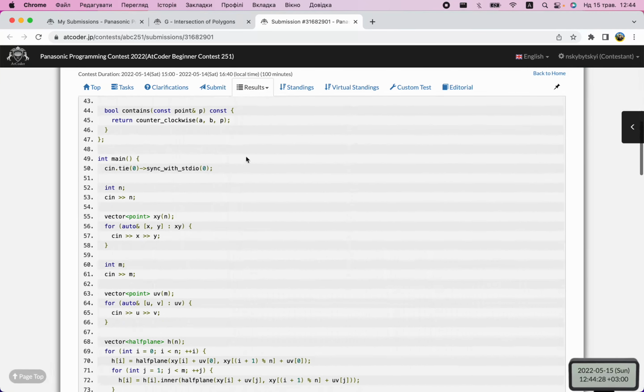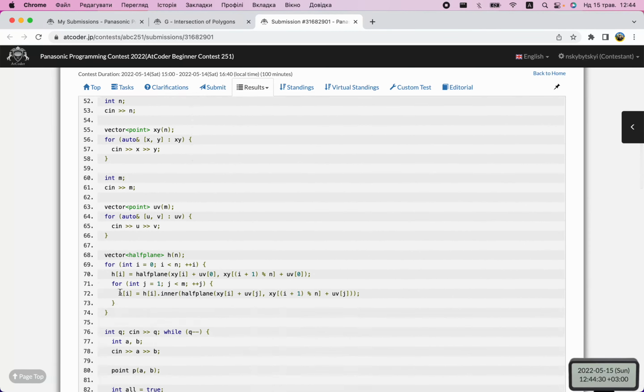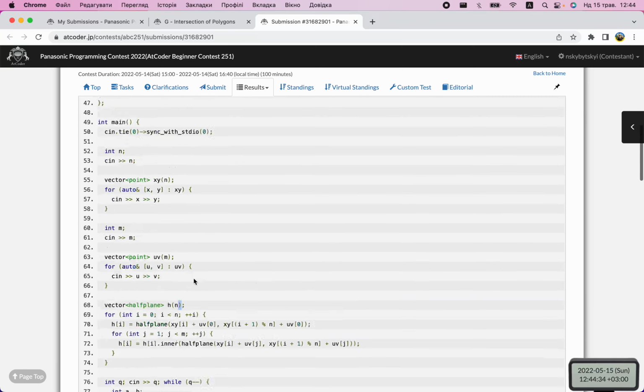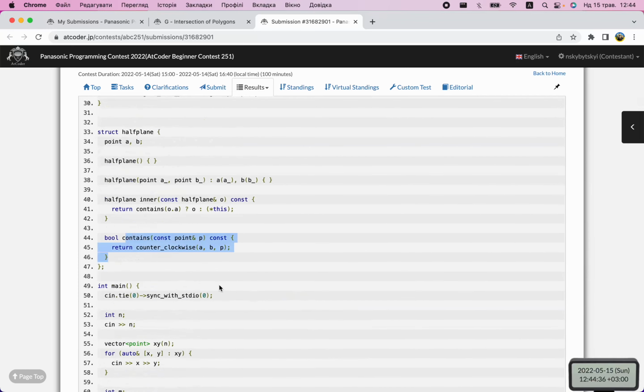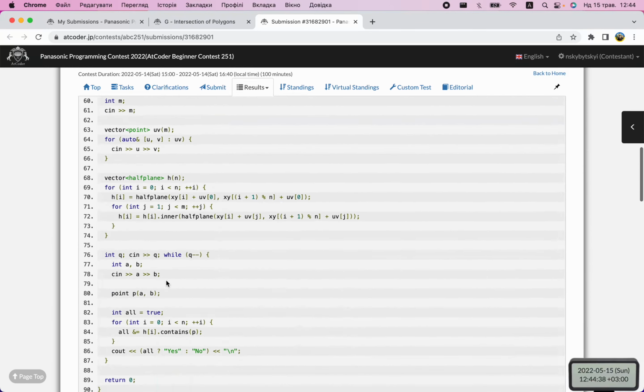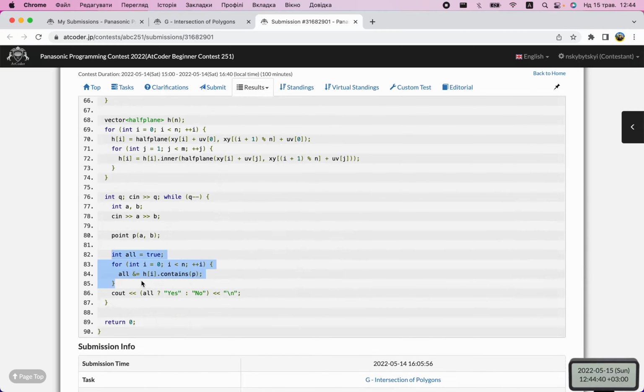Once you do know, you should understand that now we have n half planes, and we already know how to check that a half plane contains a point. So now we just need to loop over all half planes and check that they all contain this point. If they all do, then it lies within the intersection. Otherwise, it does not. That was problem G.